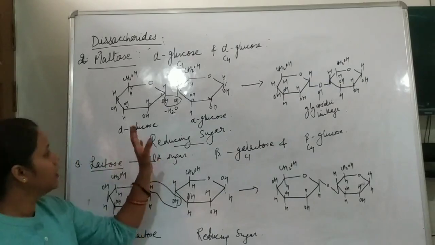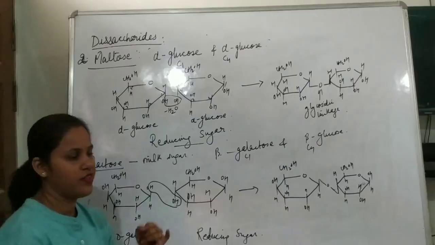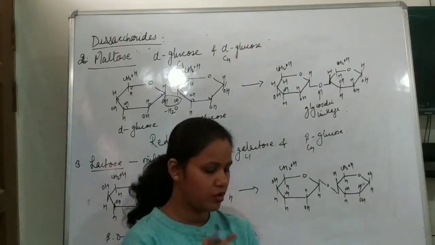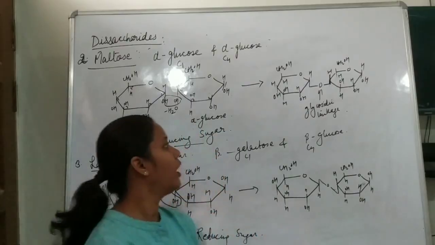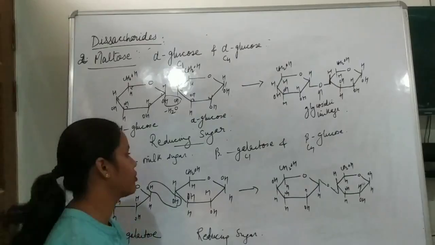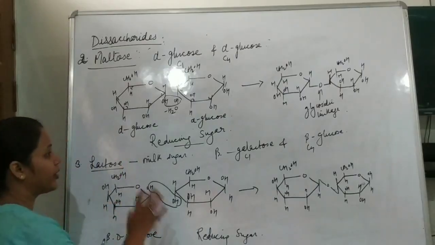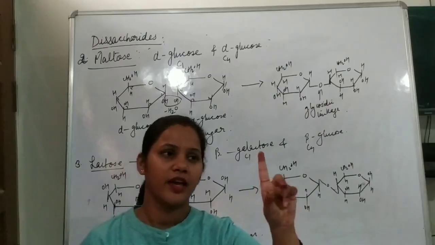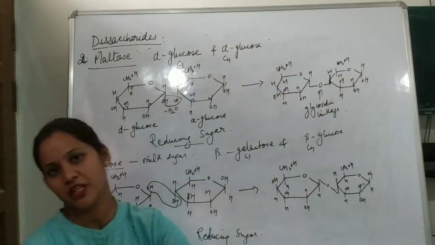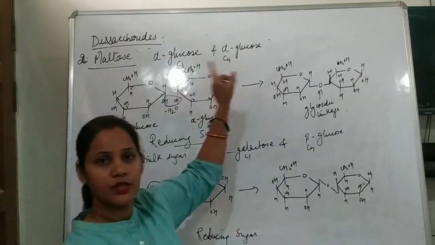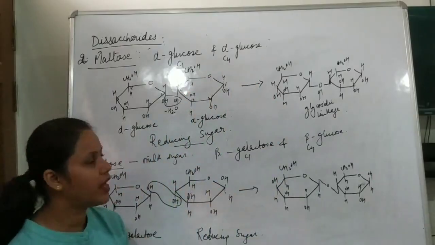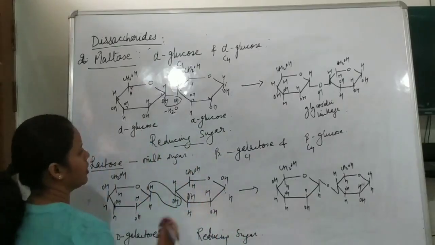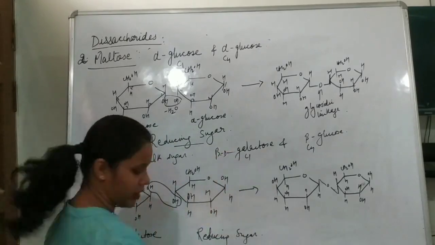So what we have learned in these disaccharides: we have sucrose, which is a non-reducing sugar, maltose, which is a reducing sugar, and lactose, which is also reducing. Now you should remember the products of these. So what is the product of sucrose? Alpha glucose and beta fructose. For maltose, alpha glucose and alpha glucose, and for lactose, beta D galactose and beta glucose. Okay.